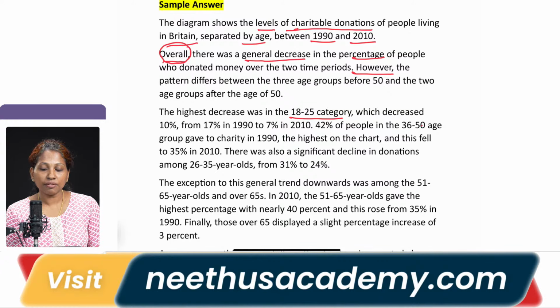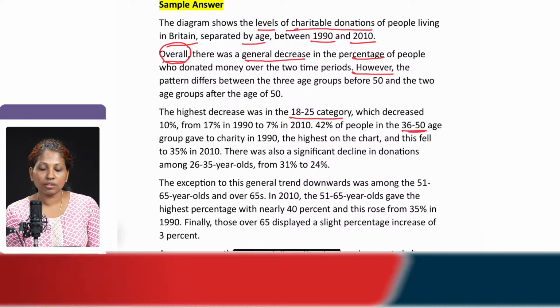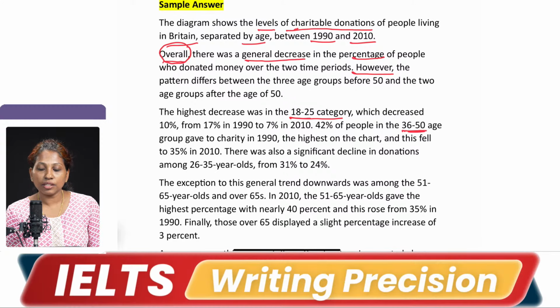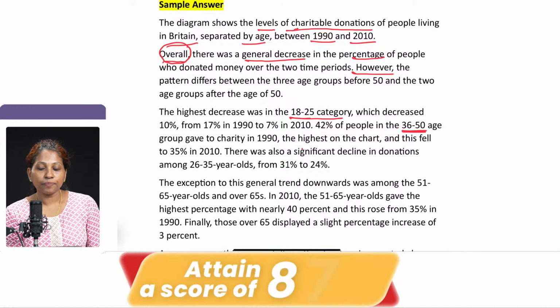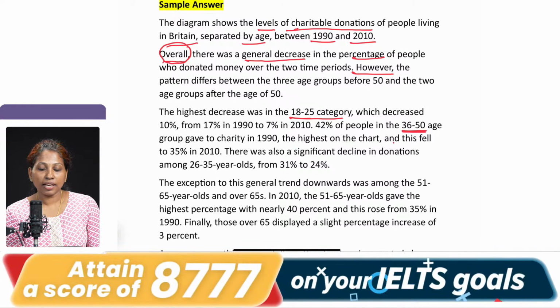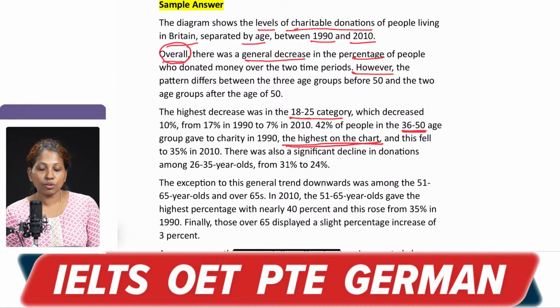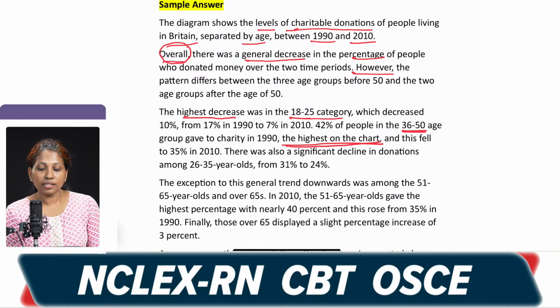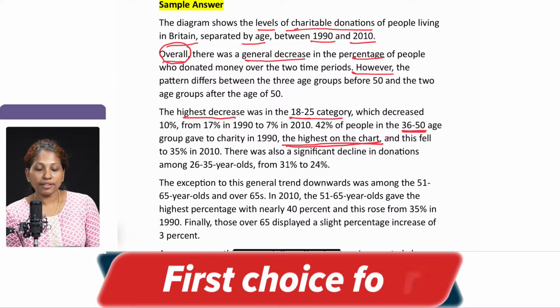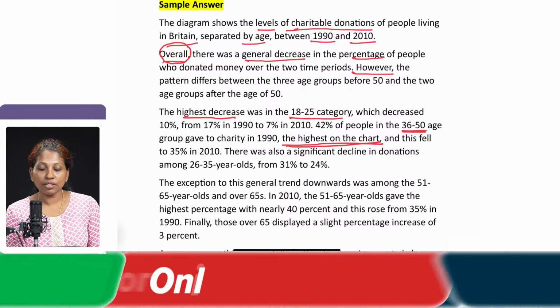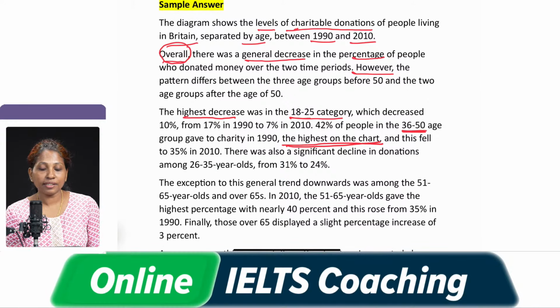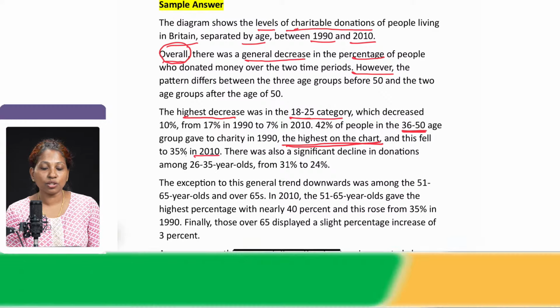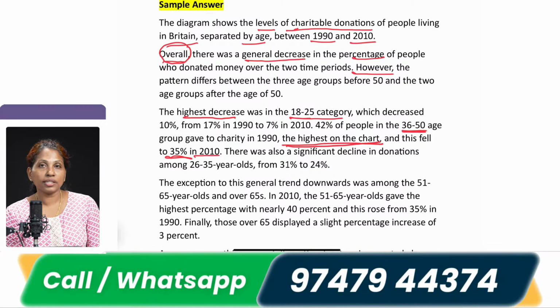42% of people in the 36 to 50 age group gave to charity in 1990. This is 18 to 25, and this is 36 to 50. They were actually the highest in the chart, the highest number. This is the highest on the chart, and this fell to 35%. So even though they were highest in 1990, they fell to 35% in 2010. So this is showing again a drop, a decline.